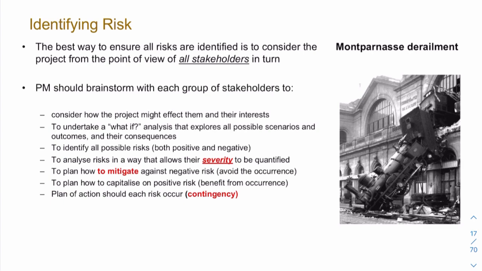Remember we said the best way to ensure all risks are identified is to consider the project from the point of view of all stakeholders. We've already said this, but it's an important step in identifying risks. And in the first video, we spoke about brainstorming. We said there are different ways of brainstorming.